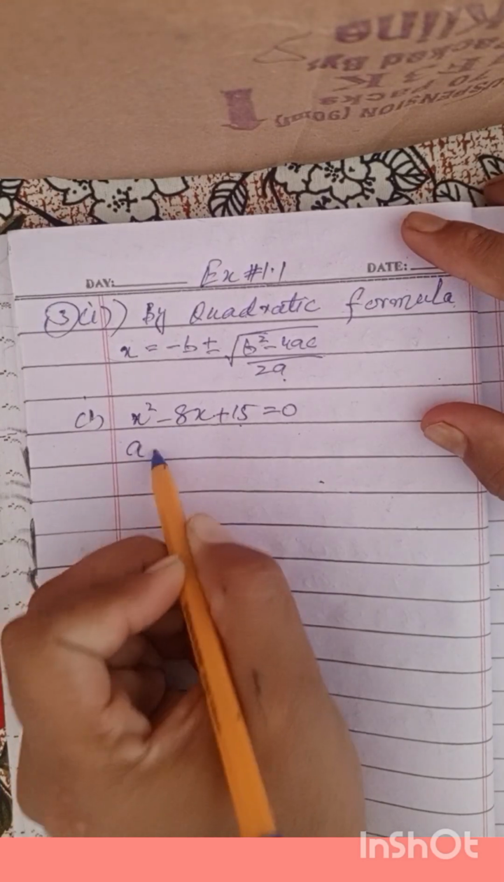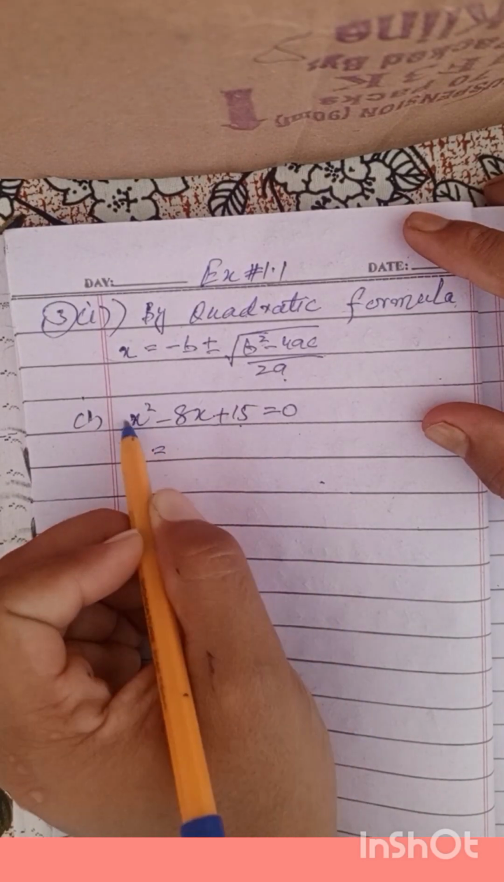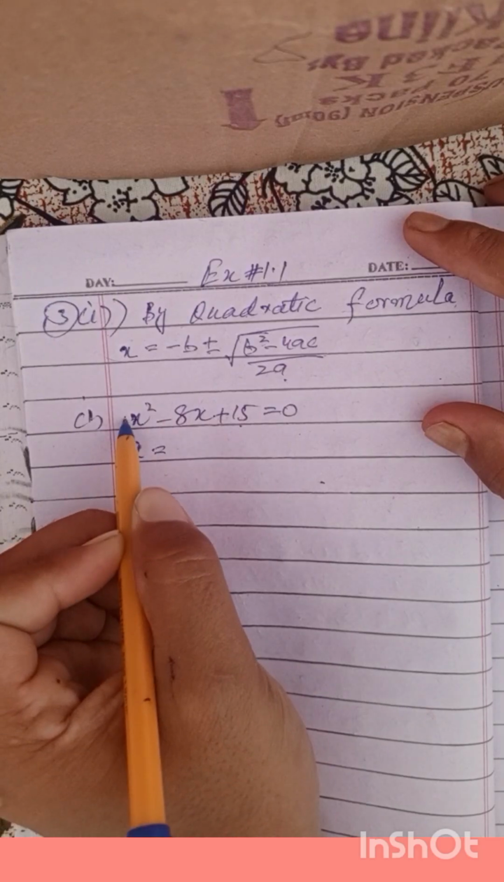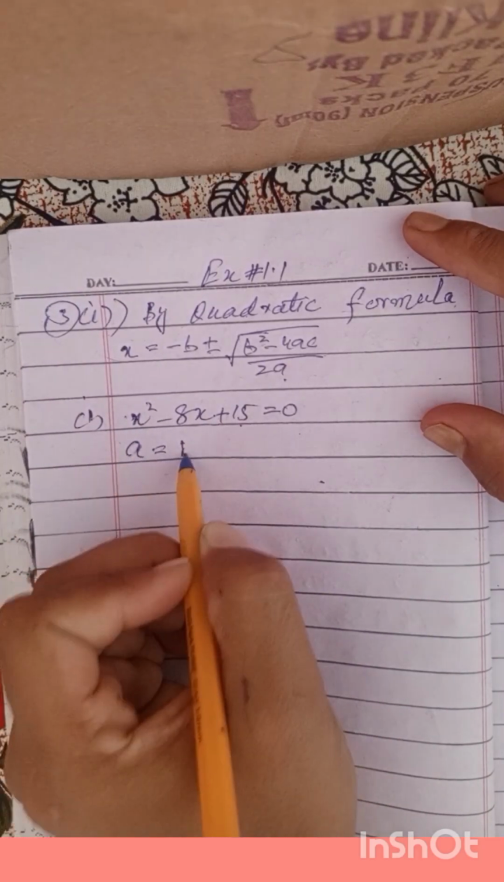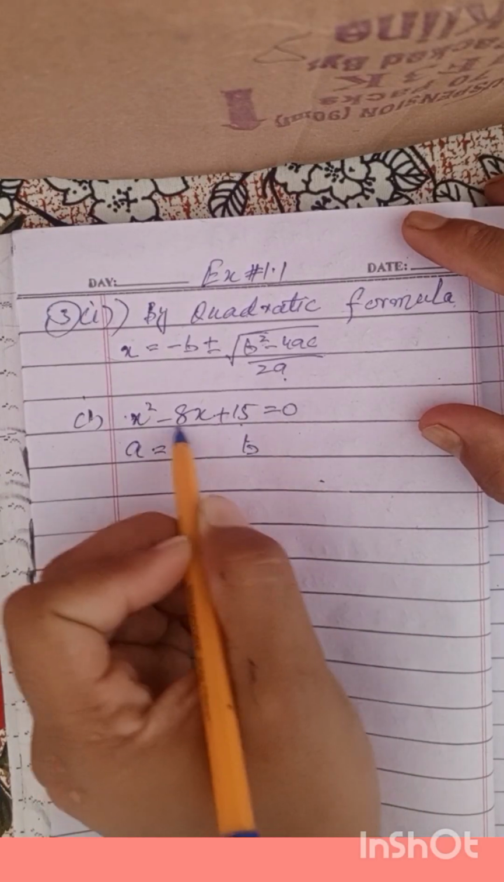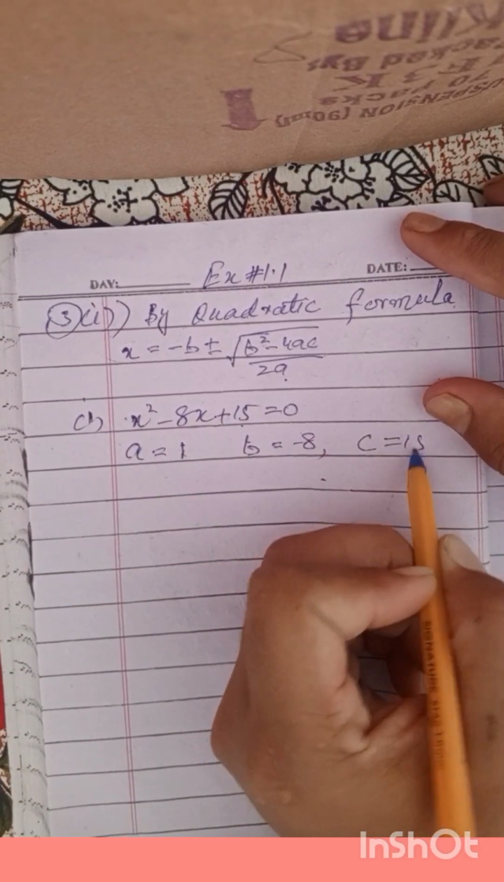We write the coefficients of this equation. The x square coefficient is 1, so a is equal to 1, b is equal to minus 8, and c is equal to 15. Okay.